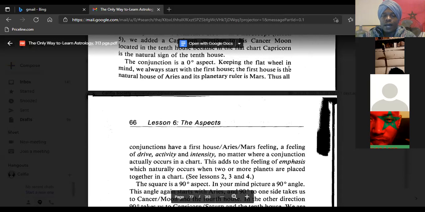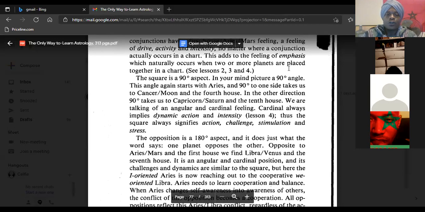Keeping the flat wheel in mind, we always start with the first house. The first house is the natural house of Aries, and its planetary ruler is Mars. Thus, all conjunctions have a first house, Aries, Mars, a feeling of drive, activity, and intensity, no matter where a conjunction actually occurs in the chart. This adds to the feeling of emphasis, which naturally occurs when 2 or more planets are placed together in the chart. See lessons 2, 3, and 4.